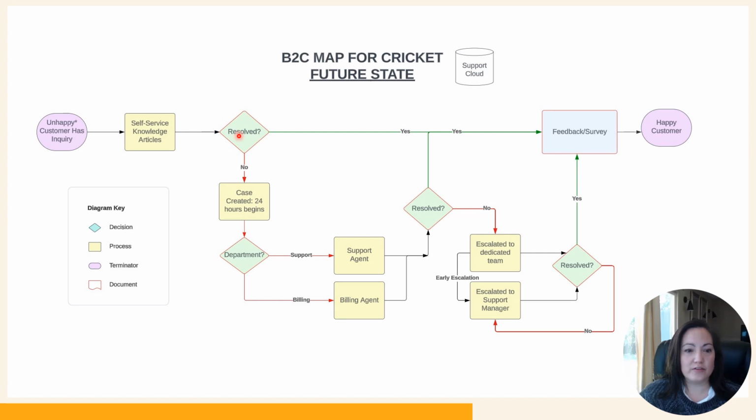If it is resolved, then before we send them on their way, we want to collect feedback so that we can use those CSATs to have data-driven decisions to improve the process. If the customer's issue is not resolved, then the clock starts and a 24-hour case is created. We send them through a decision tree. If the department that they seek is support, we send them to those agents that are specifically trained for those cases. And if it's billing, we send them to a billing agent who's prepared through queues and through omnichannel.